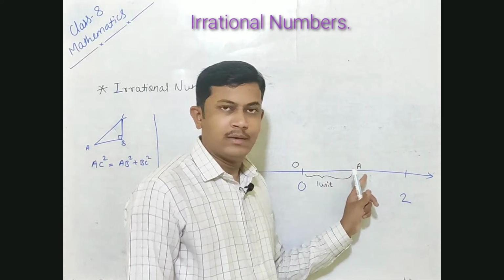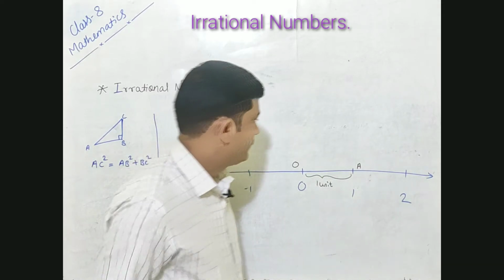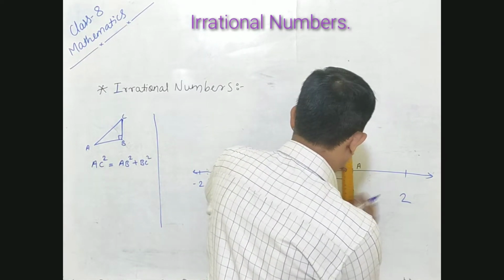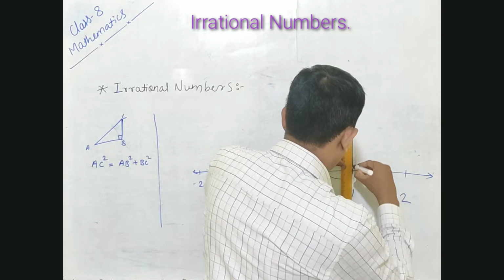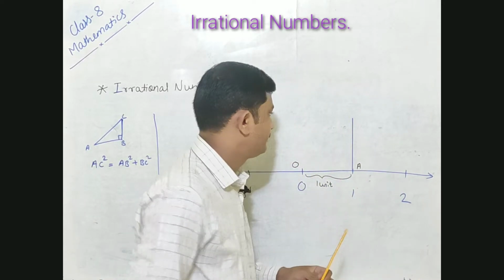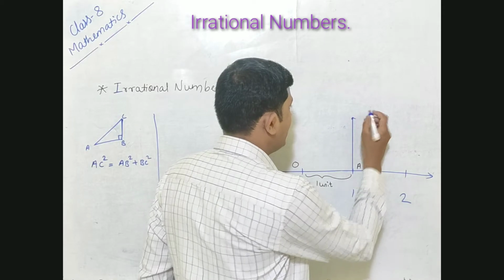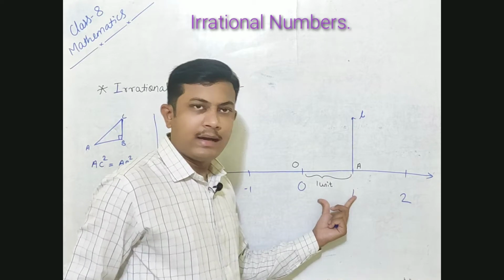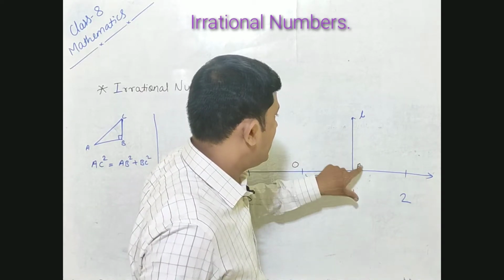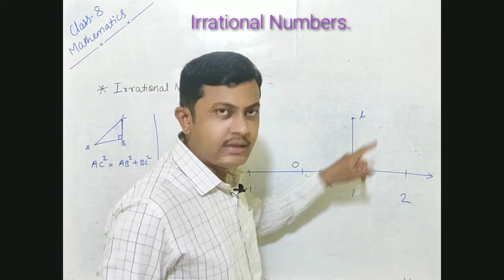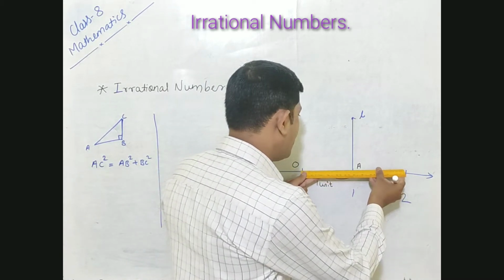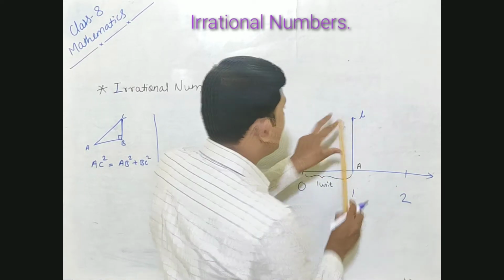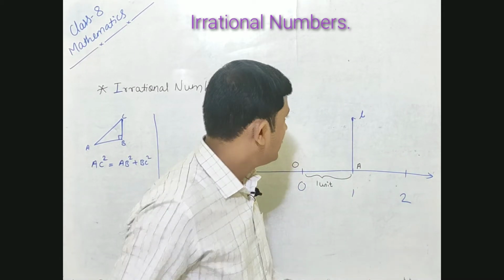At the point A, take a perpendicular with the help of a ruler or compass. Name it as a line L. Here the distance OA is 1 unit. Again here you have to take a distance of 1 unit along the perpendicular. Name it as point B.